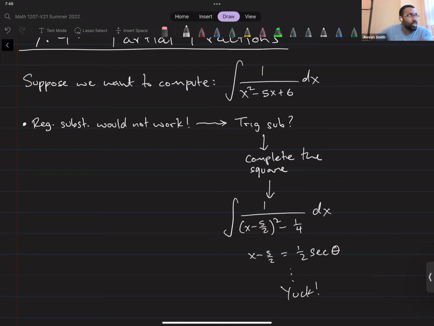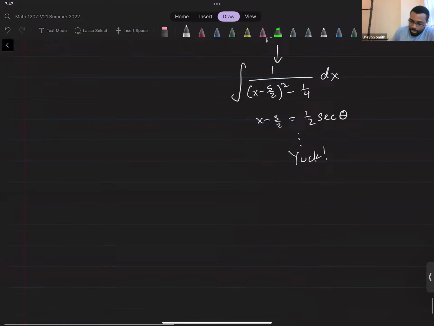You have this regular integral, you transform it to a trig integral, and then you have to solve it. Then you have to do a back substitution by going through trig and setting up triangles and then getting the answer. It's kind of an annoying process. Sometimes you have to do it, but sometimes you actually don't. So it turns out that there was actually another option here.